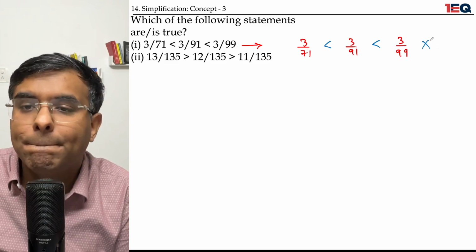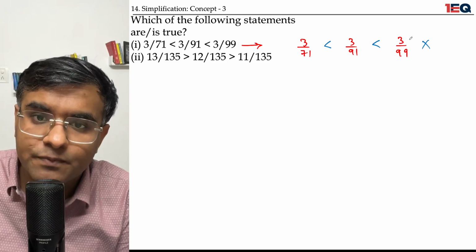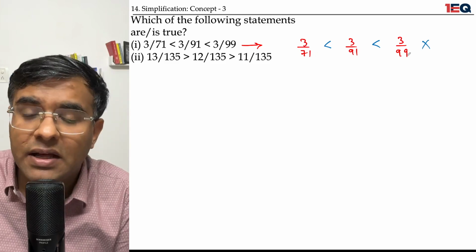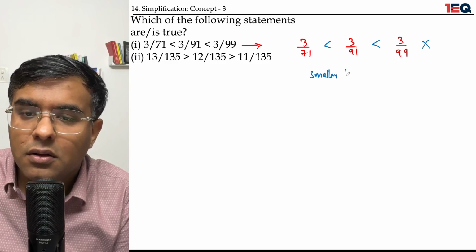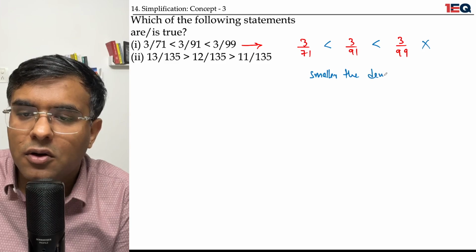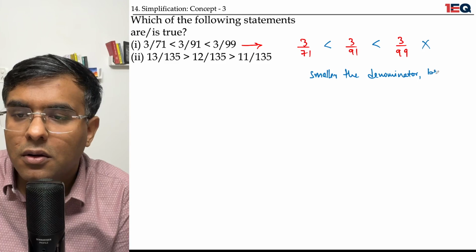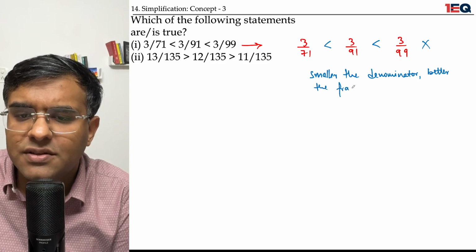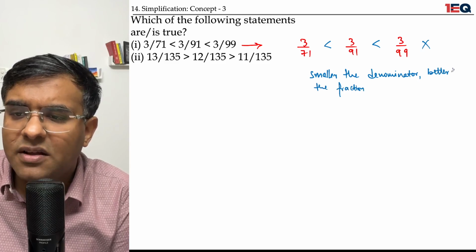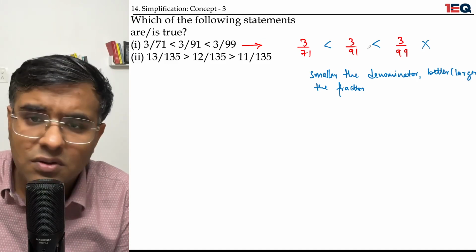You'll ask me why. This output is wrong only and only because, all the numerators being the same, the denominators need to be looked at, and the smaller the denominator, the better the fraction. When I say better, I mean larger. So this doesn't hold true.